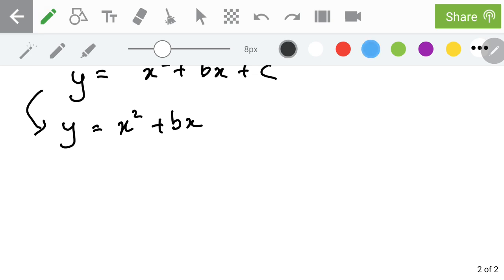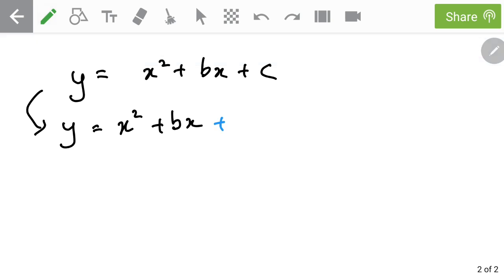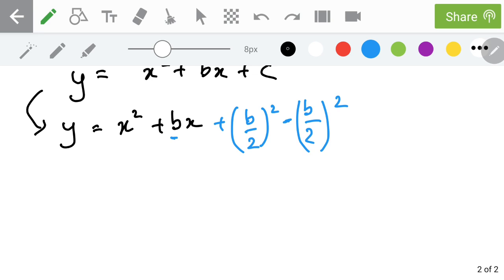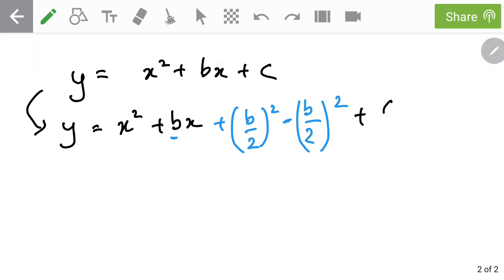I'm going to change colors, plus the b over 2, and then you've got to square it. And when you add a number into a function, you've got to subtract the number as well, to make it stable, to make it 0. After that, you just continue with the c.